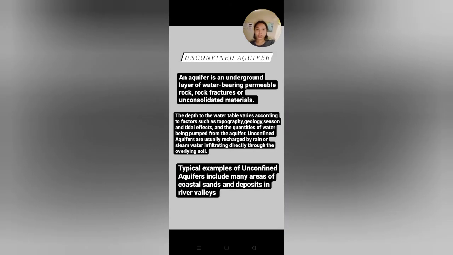And then unconfined aquifer. An aquifer is an underground layer of water-bearing permeable rock fractures, or unconsolidated materials. So the depth to the water table varies according to factors such as topography, geology, season, and tidal effects, and the quantities of water being pumped from the aquifer. Unconfined aquifers are usually recharged by rain or stream water infiltrating directly through the overlying soil. So typical examples of unconfined aquifers include marine areas of coastal sands and deposits in river valleys.